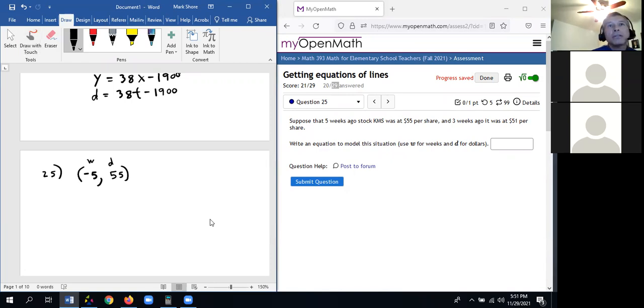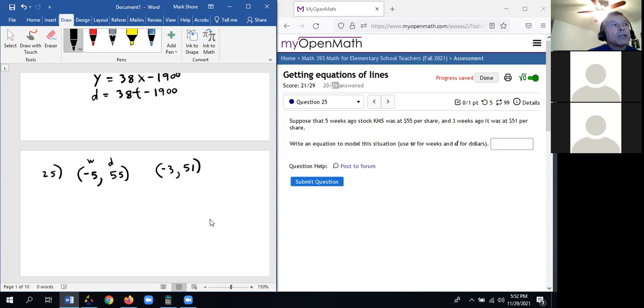5 weeks ago, and it's dollars they're using there, $55. Then 3 weeks ago, so here's 3 weeks ago, I'll say -3 because it says ago, like in the past, it was worth $51. That's not good because its value is going downhill. So like, do you want to keep this stock or do you want to sell it? So what we want to do is write an equation for what's going on.